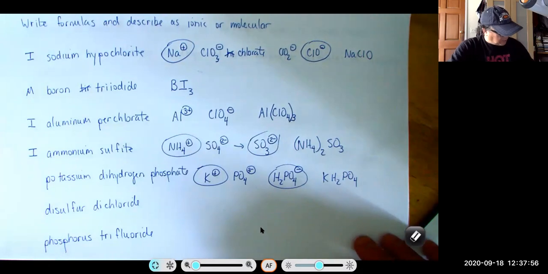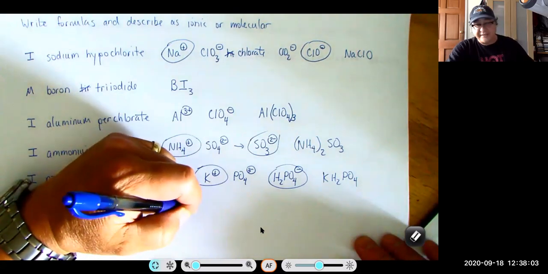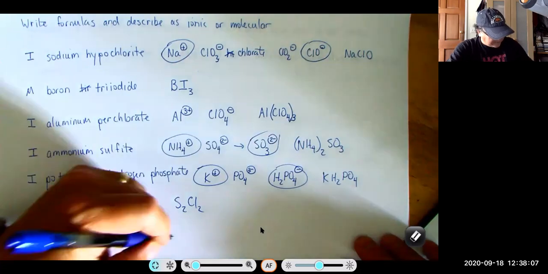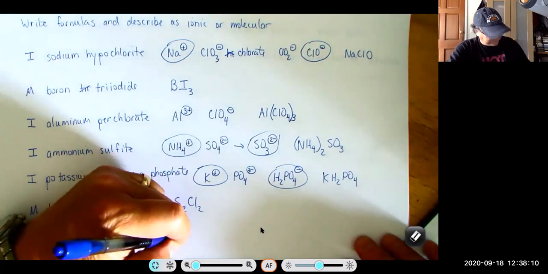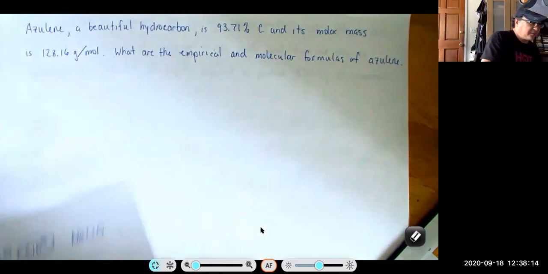Sulfur, ionic, and this one's going to be molecular. Disulfur dichloride, that's easy. And this one's going to be molecular, phosphorus trifluoride. Okay, moving along.